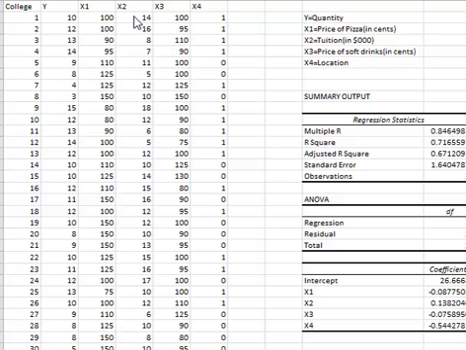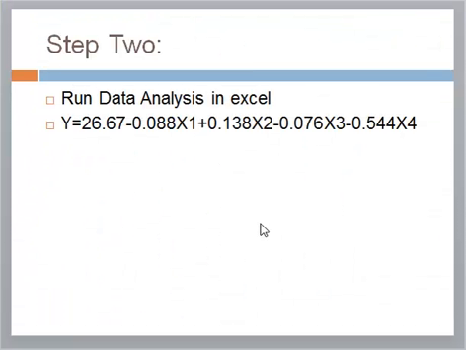The annual tuition of that college is 14,000. The average price of a 12-ounce can of soft drink is 100 cents. And this school is in an urban area. After we specified the regression equation and obtained the data, we start step 2: run the data analysis in Excel.